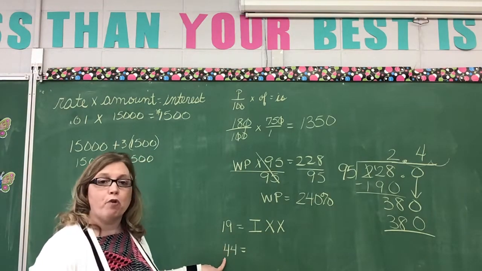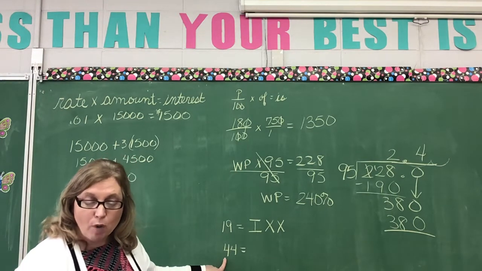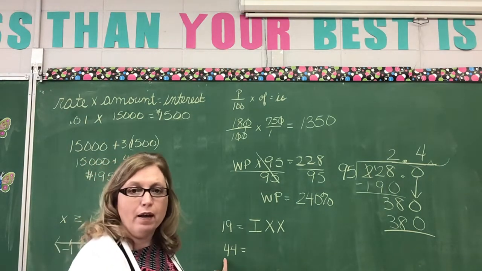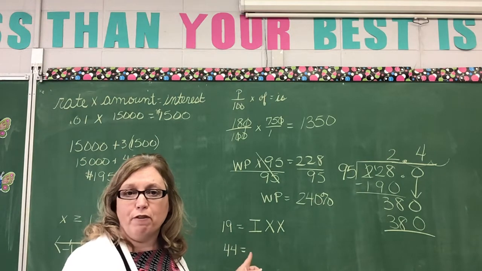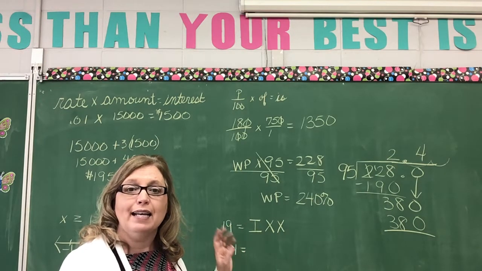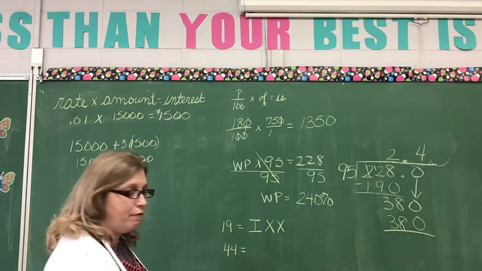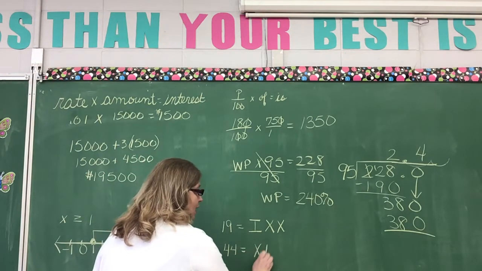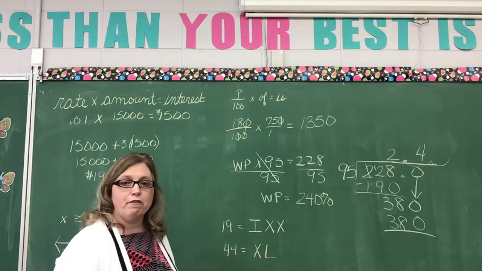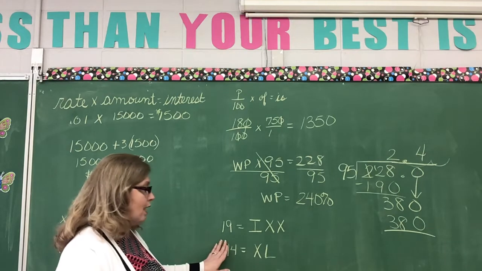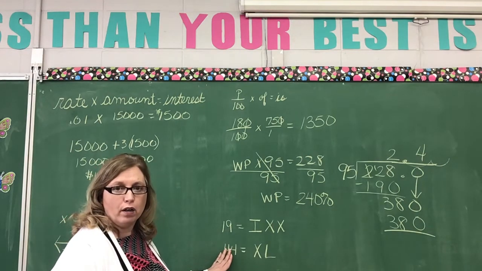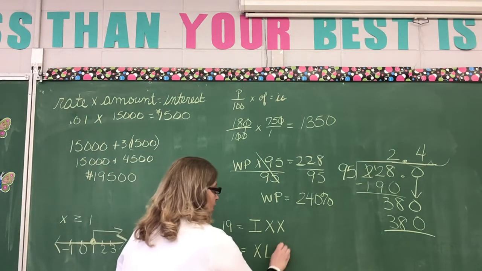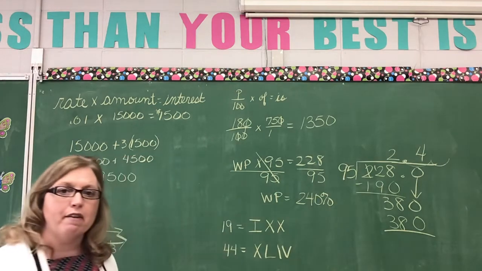Now let's look at 44. How are we going to write 44? Okay, well 40 is close to 50, but it's a little less, so I'm going to say 10 less than 50, so I'm going to put X, L. 10 less than 50 is 40. Now I just have to put 4. How do you write 4? I, V, which means 1 less than 5.